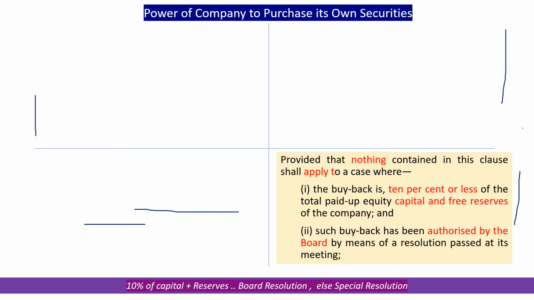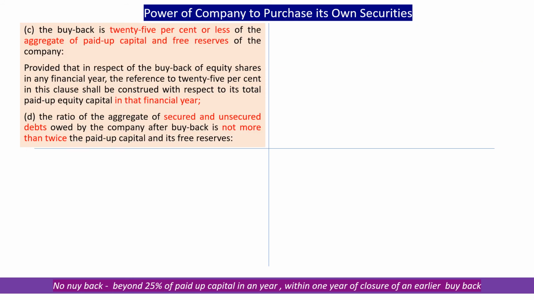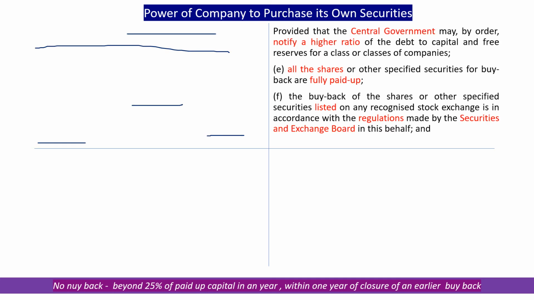The buyback could be not more than 10% of the capital and free reserves, and it should be authorized by the board by means of a resolution passed at its meeting. In a financial year, it could not exceed 25%, and the debt equity ratio should not be more than 2. The central government may notify a higher ratio.